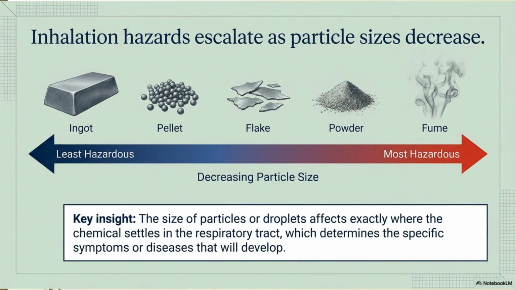Focusing on inhalation, the severity of a hazard escalates dramatically as particle size decreases. Large forms like metal ingots or pellets are relatively safe to handle without respiratory gear. However, as material breaks down into flakes, powders, and ultimately fumes, the risk skyrockets. Here is the key insight. Particle size determines where a chemical settles in your respiratory tract. Larger dusts get trapped in the upper nose and throat, while microscopic fumes penetrate deep into the lungs, causing severe, permanent lung diseases and systemic poisoning.